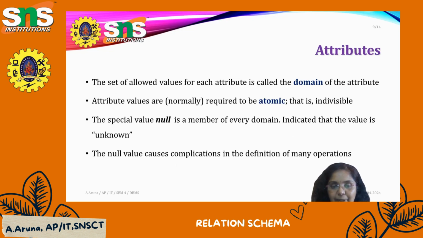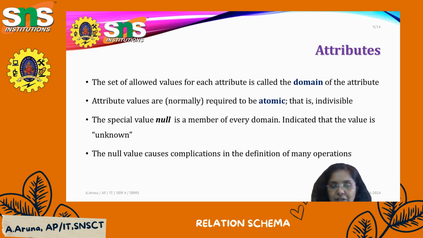The next thing is an attribute. An attribute can contain different types of domain. The set of allowed values for each attribute we can call the domain of the attribute. That attribute requires an atomic, that is, an individual value. In special cases, it can be a null value. Automatically, it is an unknown value, and the system itself will take it as a null value.